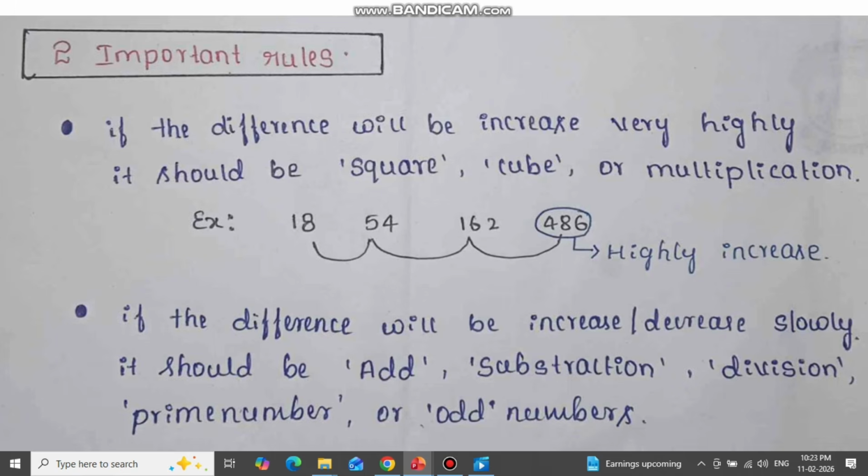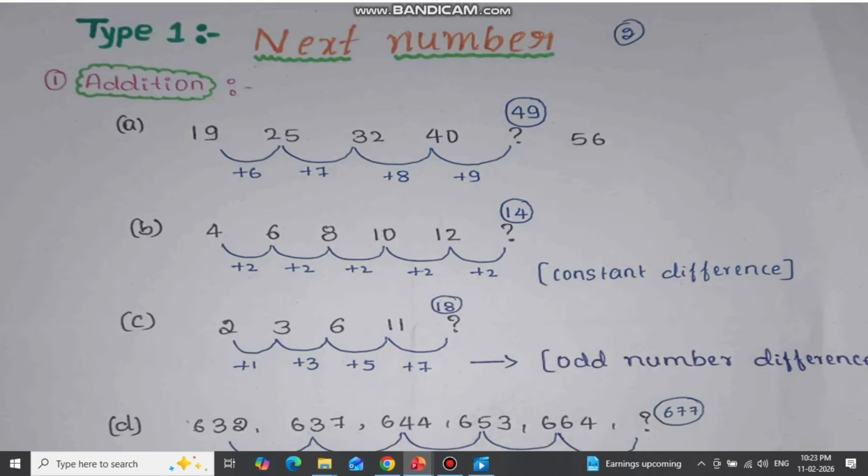Second rule: if the difference increases or decreases slowly, it should be addition, subtraction, division, or we have to add or subtract prime numbers or odd numbers. So with the help of these two important rules, we'll take some examples related to number series. We'll take the first type: we have to find the next number.